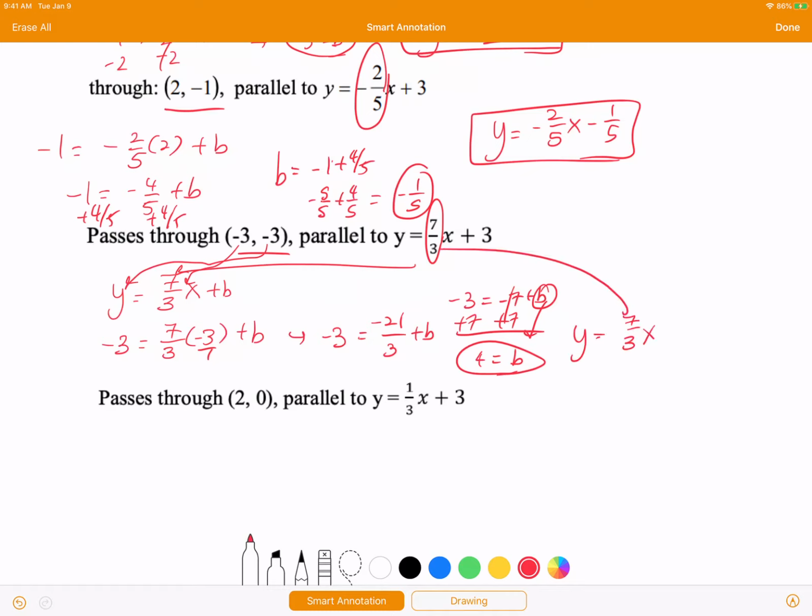Make sure the slope is the same. Put the b value plus 4. So this would be my equation for number 5.